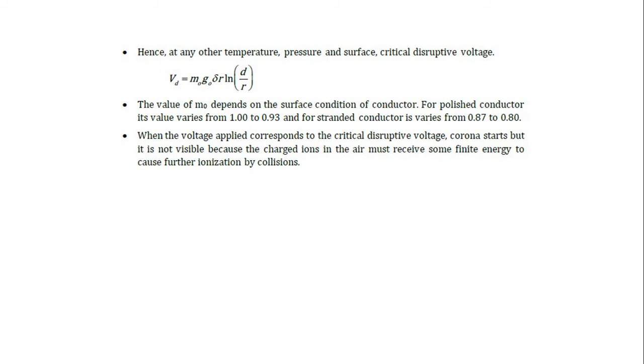When a voltage corresponding to the critical disruptive voltage is applied, corona starts, but it is not visible because the charged ions in the air must receive some finite energy to cause further ionization by collision.